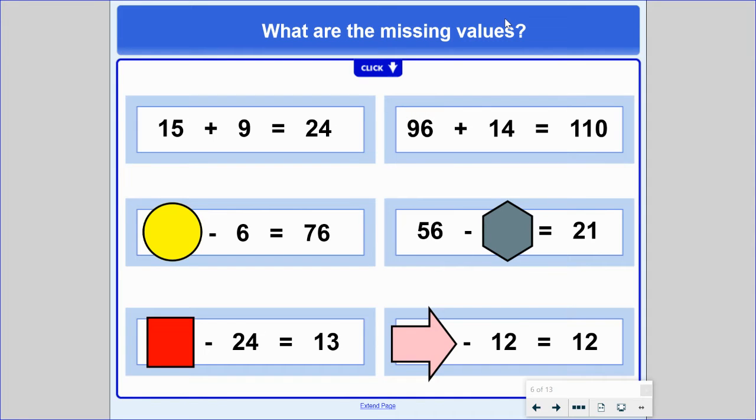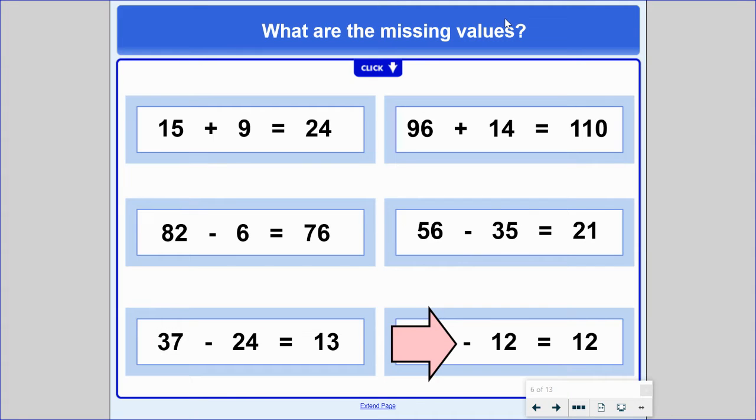If you wish, pause, do a little mental math. Come on back when you're ready. In the red, let's try the yellow circle first. In order to be true, you gotta have 82. 82 going down 6 is in fact equal to 76. 56 minus 35, that is the only number that will make a true statement if those two sides are equal. 37 minus 24 is equal to 13, and yes, 24 minus 12 equals 12.